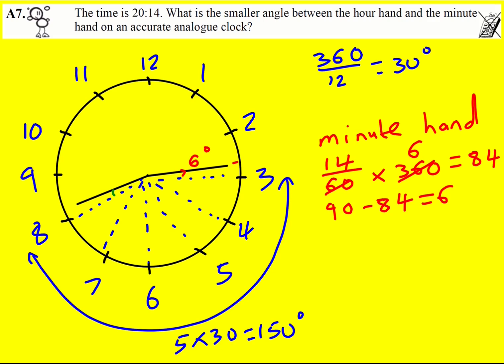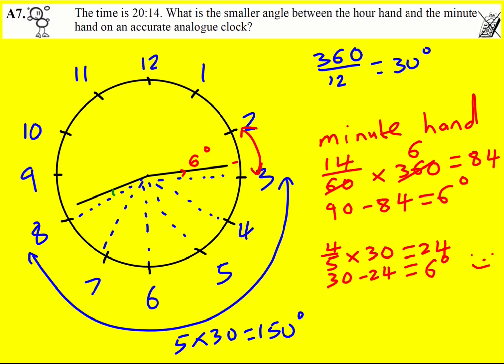Another approach, if you prefer, is to say there's actually just 5 minutes between here and here, and it's moved 4 of them. So it's actually moved 4/5 of the way from 2 to 3. So it's moved 4/5 of 30. And that gives 24. So it's moved 24 degrees. It's got to move 30 in total. So it's 30 minus 24 is 6. Either way, we get an angle of 6 degrees, and we've sorted the minute hand part of this problem.